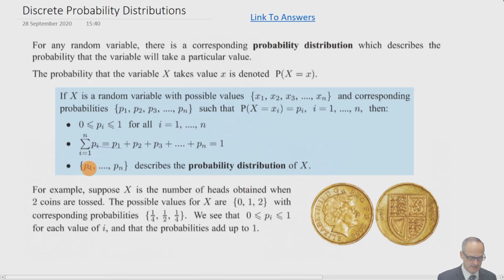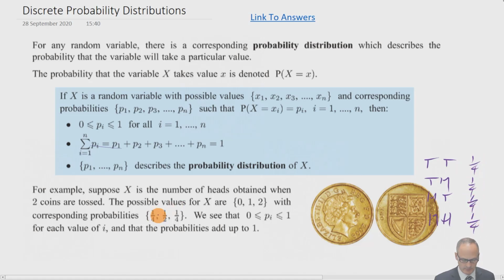Basically, if you have a set of probabilities, that describes the probability distribution of X. So in this example, X is the number of heads obtained when 2 coins are tossed. You can have no heads, 1 head, or 2 heads. 0 heads is tail, tail, and that can happen one way. We can have 1 head happen 2 ways, tail, head or head, tail, and we can have 2 heads happen 1 way. So there are 4 equally likely outcomes.